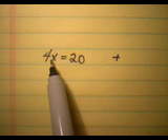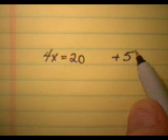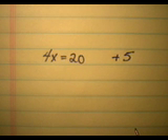Now, 4 times what is 20? 4 times 5 is 20. That we know because we know our math facts. But now, another way to think about it is more algebraic.